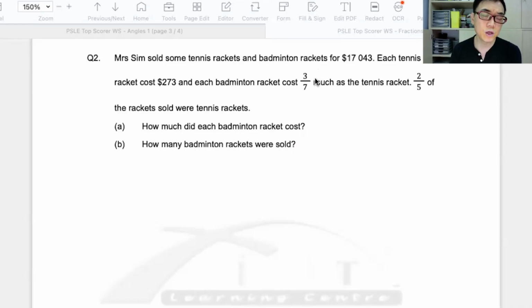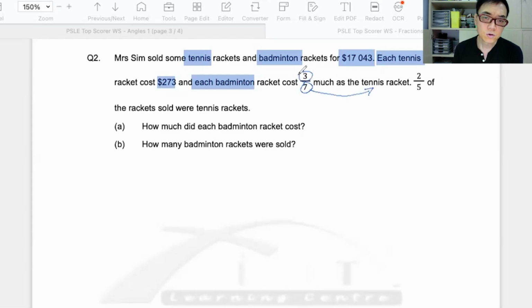Let's do this together. Keywords to me, and please read in a proper tone. Go. Tennis, badminton, go on. 17,043. Missing word. Each tennis, that's right. 273. Each badminton. What is 7? What is 7? And what is the 3? 3 is the badminton. Xiaoyang, what is the 5?